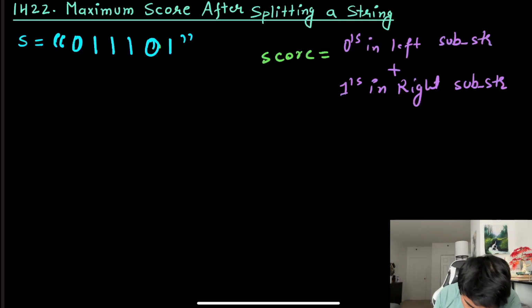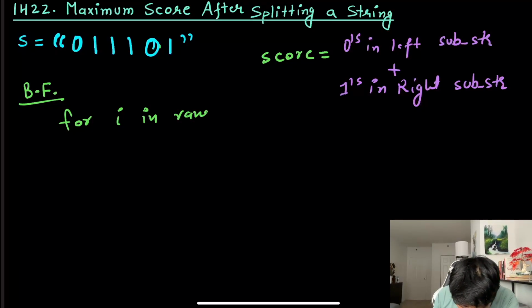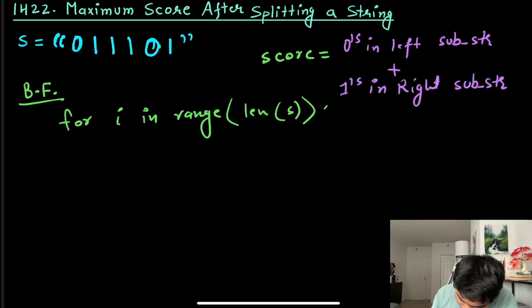So a simple brute force solution for this problem would be, we'll run a for loop for i in range, we'll go up to the length of the S, right? Now what we can do is we will pick a left substring and then a right substring. What is going to be in my left substring is, from my S, I will start at the 0th index and then go up to the ith position.